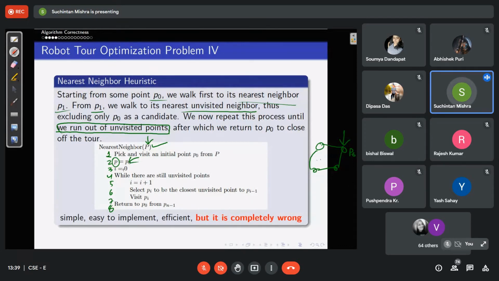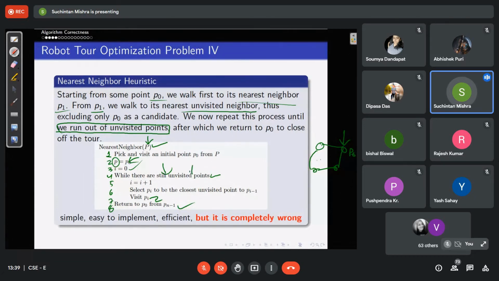Now we take the loop variable or iteration variable, which is called I, while there are still unvisited points. So until there is at least one unvisited point, this loop will execute. Once we have visited all the points, this loop will stop executing and we will come out and this statement will be executed.